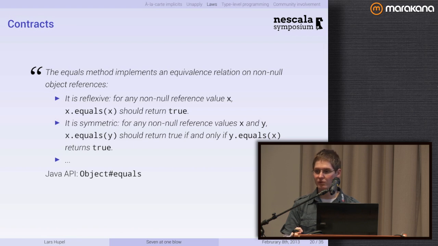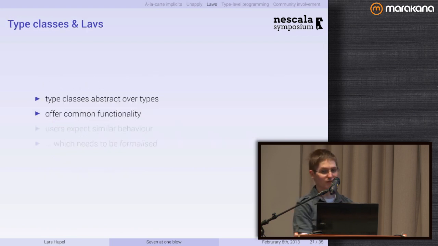So if we implement some sort of sets or stuff like that, we do want subclasses of object to satisfy that contract. And I assume every one of you is completely convinced that every subclass of object adheres to this contract.